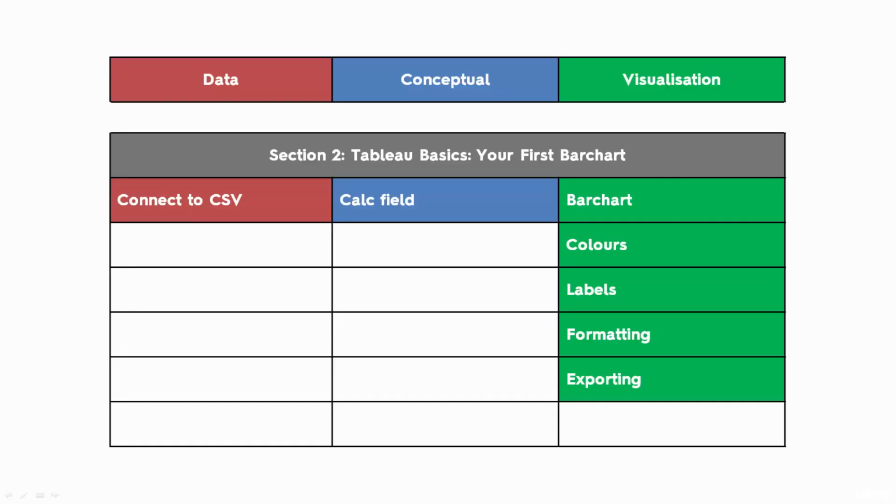Section 2. Tableau Basics, your first bar chart. Here we connect to a CSV file, so that's our data category. In the conceptual category, we've got the calculated field. We introduced that right away at the start of the course. And then in visualization, we'll learn how to do a bar chart, how to add colors, labels, formatting, and exporting.